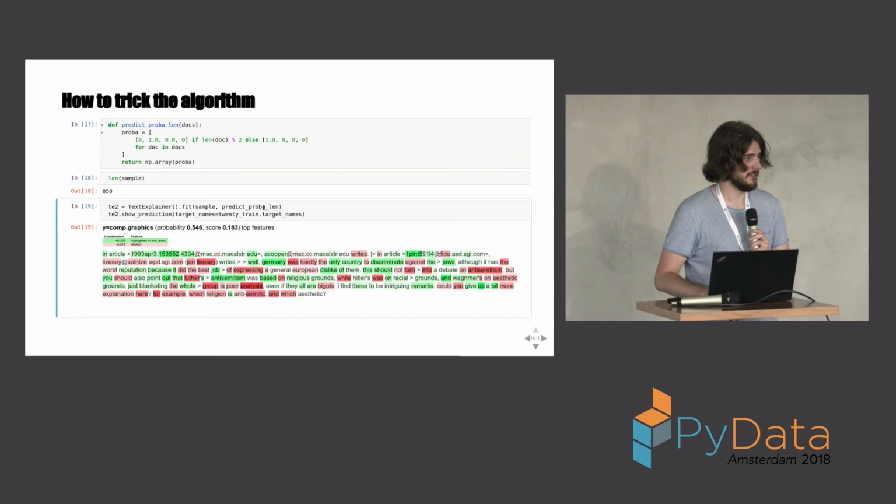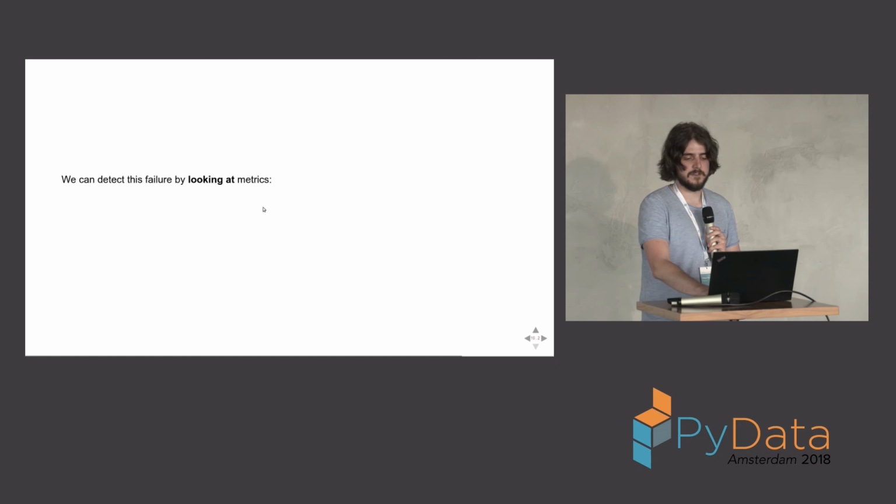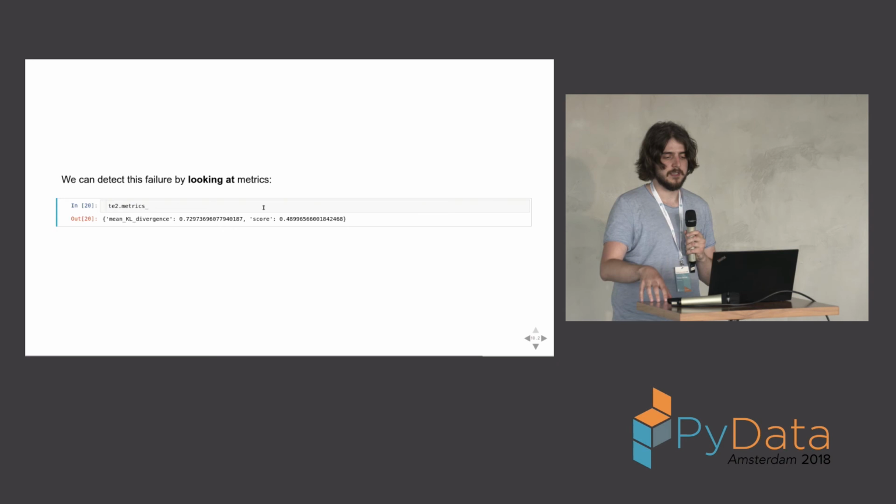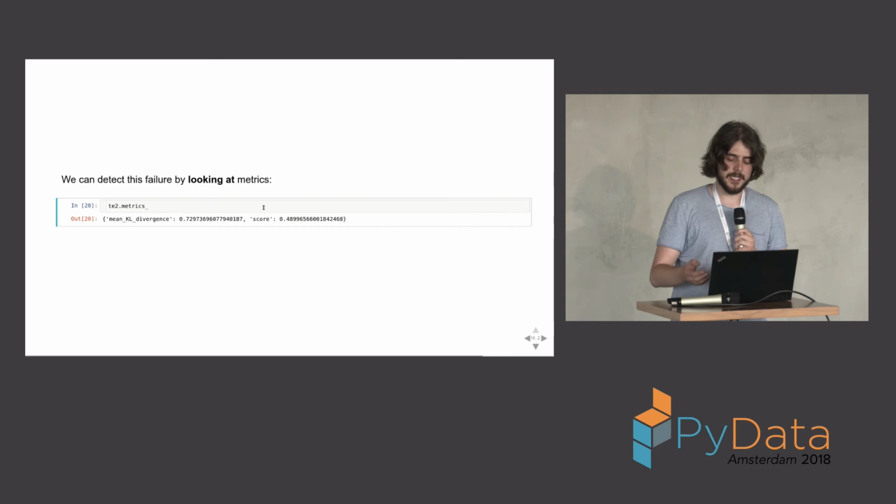So you don't see it here, but you can see it in the metrics. Eli 5 provides you with two metrics you can get from the metrics attribute. One is the score, like the accuracy in the neighborhood of your sample you want to explain. It's pretty low here. And then you get a mean Kullback-Leibler divergence, and the lower, the better. That's the mean divergence of your class prediction probabilities, and it's pretty high here. So we would probably say, oh, this is a little bit suspicious. We probably look somewhere else and try to find out what's going on.